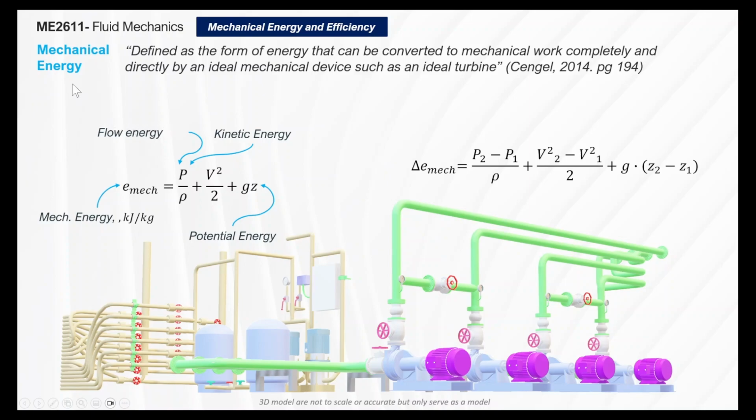So here we give the general equation for mechanical energy, and also the basis later on for our Bernoulli equation. This is mechanical energy on a per unit mass basis, so the unit is kilojoules per kilogram. In this equation, pressure over density is your flow energy, V squared over 2 is your kinetic energy, and this is your potential energy: acceleration due to gravity, g, times elevation, z, sometimes represented as h.